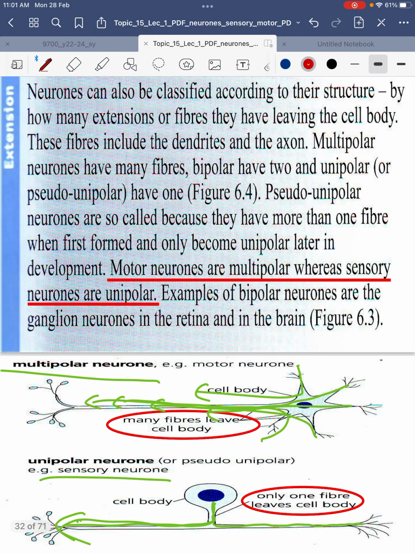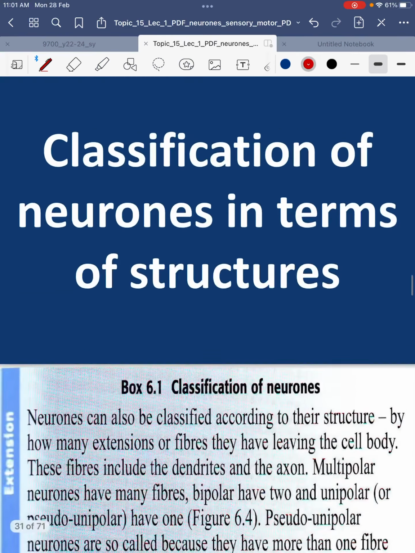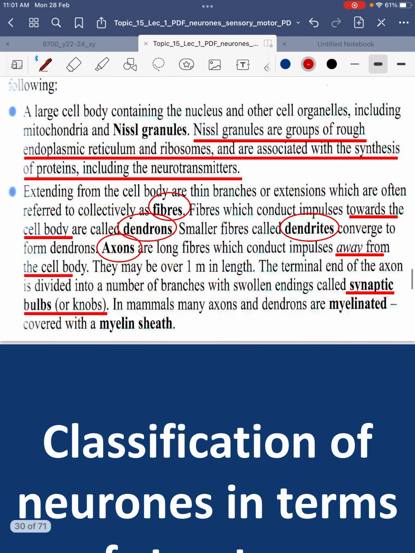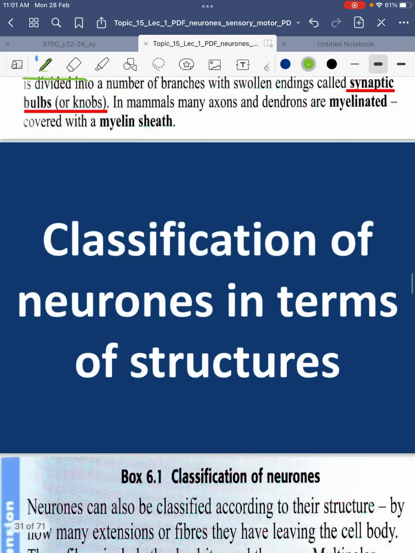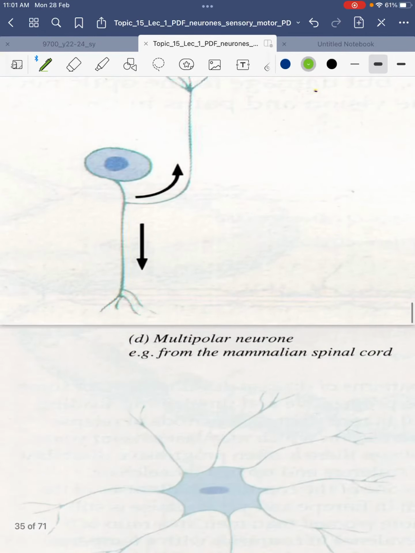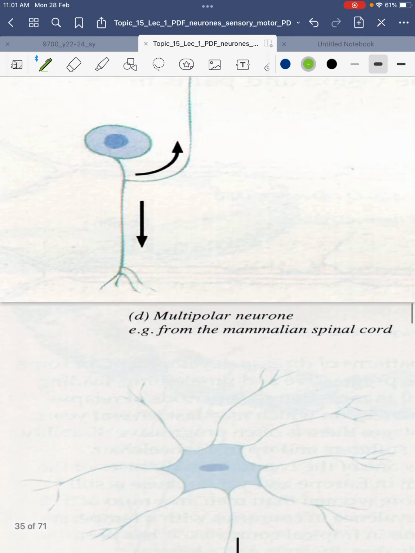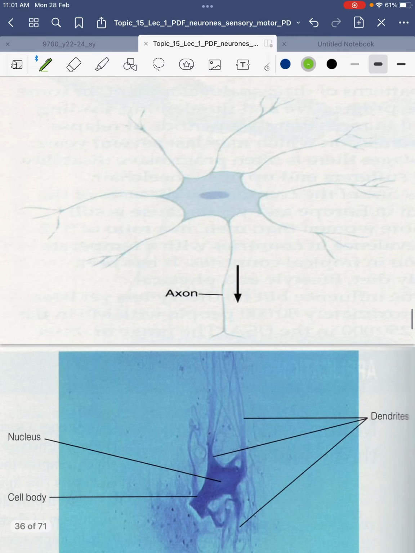So it says here, towards the cell body called dendrons, away from the cell body are called axon. Okay. Right. Let's have a look at other things.